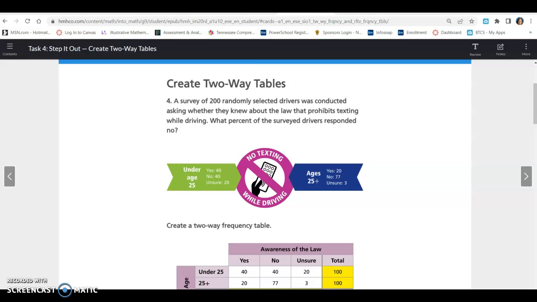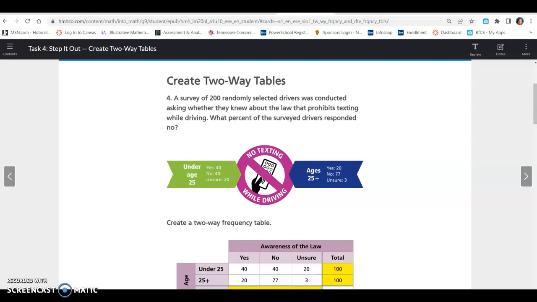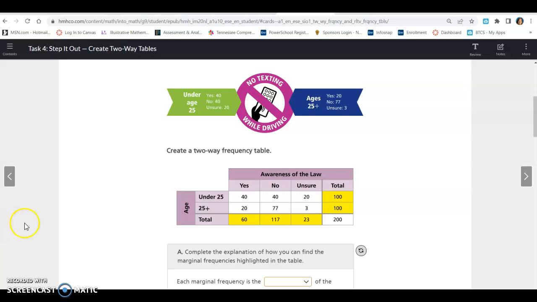Lesson 21.1, Task 4. Create two-way tables. A survey of 200 randomly selected drivers was conducted asking whether they knew about the law that prohibits texting while driving. What percent of surveyed drivers responded no? All right, so here's the information given.